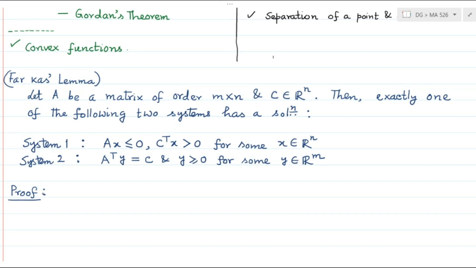This result is named after the mathematician Farkas. The full name is Julius Farkas. He was a Hungarian mathematician, and this result was derived in 1902. Fine. And the result that we shall discuss as a corollary is Gordan's theorem.